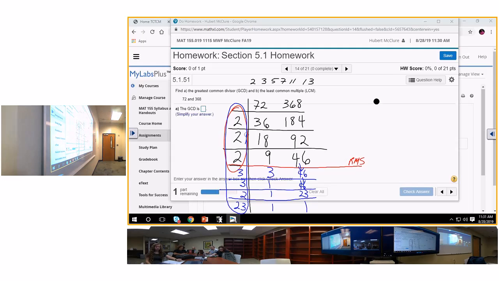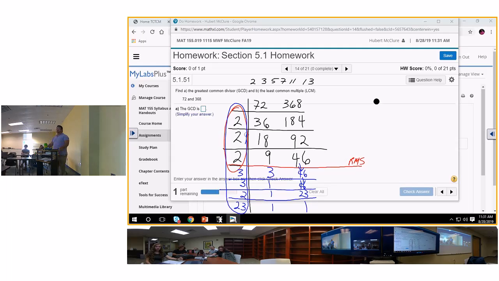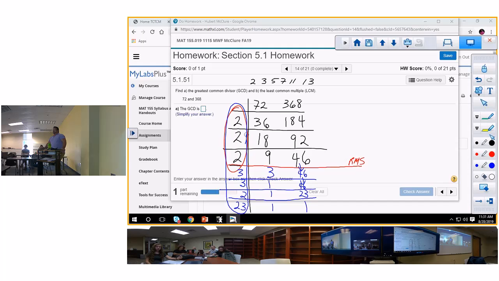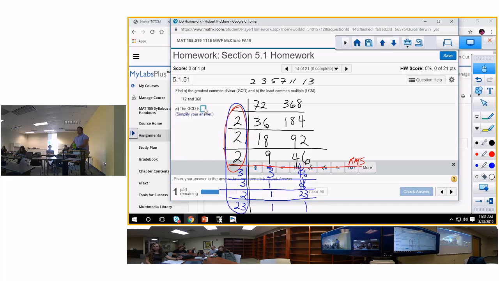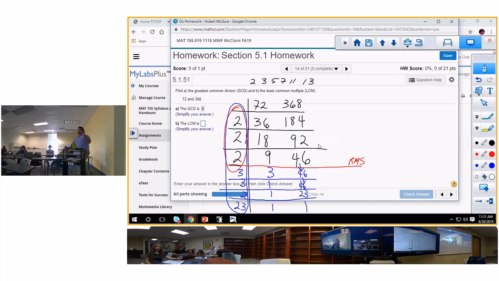I may have gotten the number. Remember I told you in class, I may have the words mixed up because I always do that. I definitely just have mixed up. So let's see, is greatest common divisor 8? Oh, I've had it mixed up this whole time. Sorry. I told you in class I would probably do that.